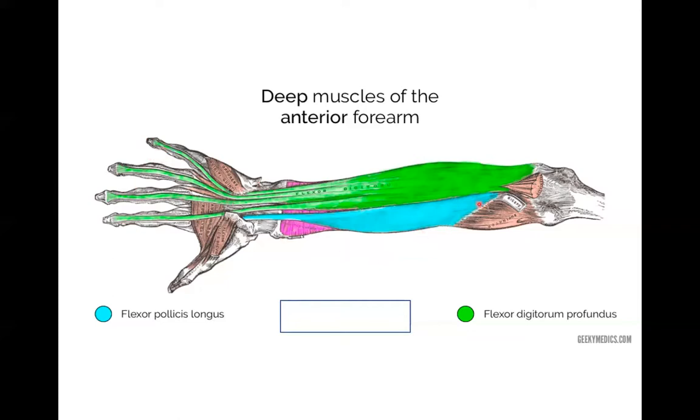There's another muscle that's responsible for flexing the thumb, and that one's flexor pollicis longus. Remember, the pollex is the thumb. This originates on the anterior shaft of the radius and on the interosseous membrane that binds the radius and the ulna together. It's responsible for flexing the thumb, flexing the pollex. And this is going to be on the lateral side.